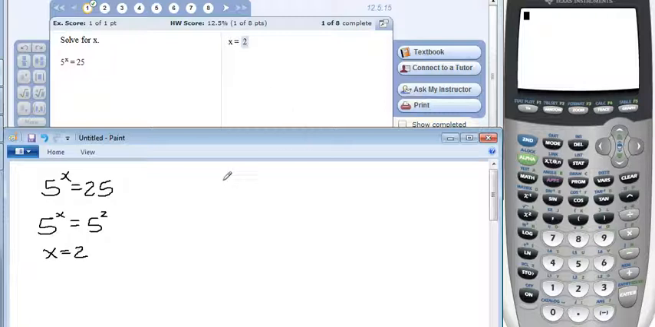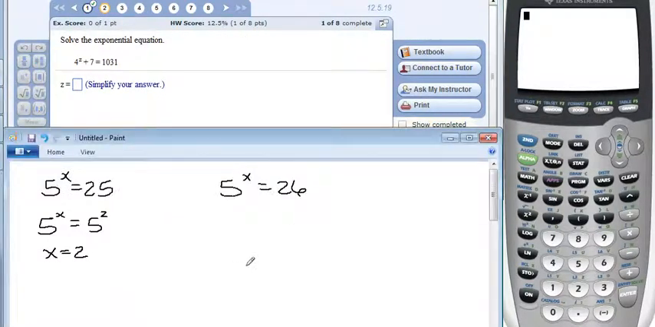The point of this is, what if I had 5 to the x is equal to 26? Well, what do you do with that? There is no even integer that I know of. There's a number somewhere between 2 and 3 that's going to be this value. So how do I find that? So far in problems 1 and 2, we've got a nice solid whole number here. But what if we have an ick number in here? That's the point of this lesson.